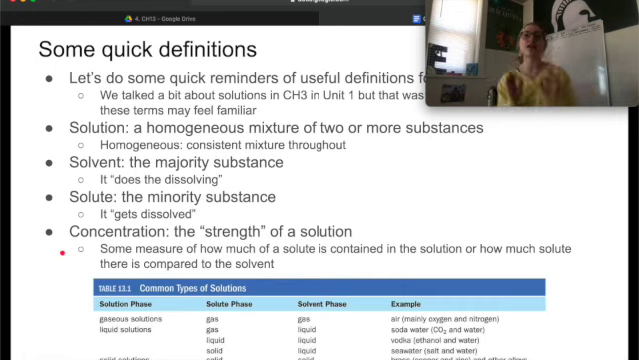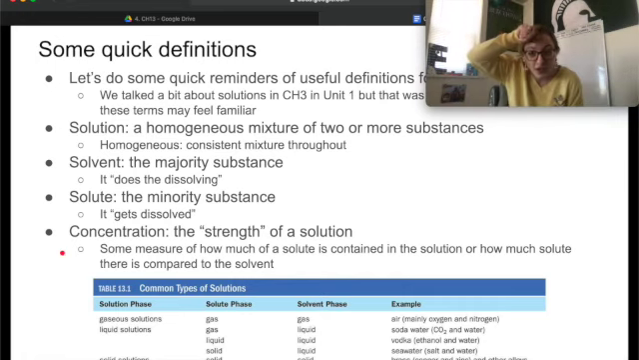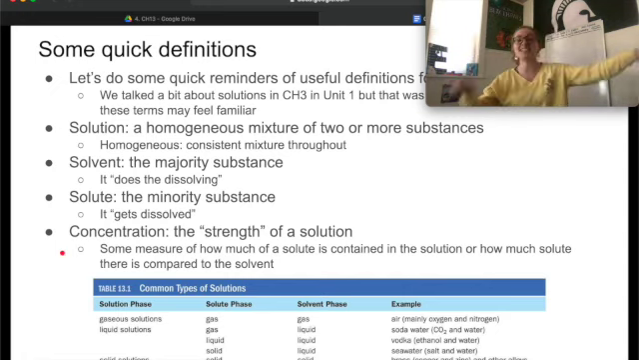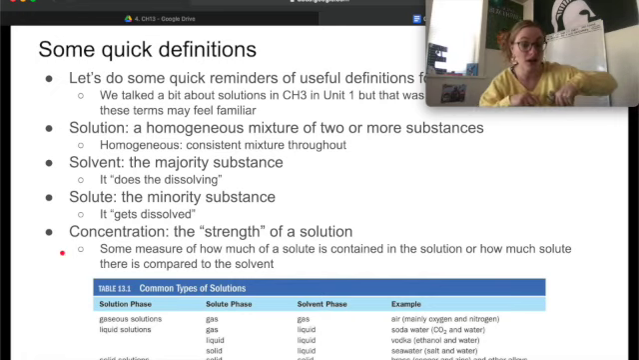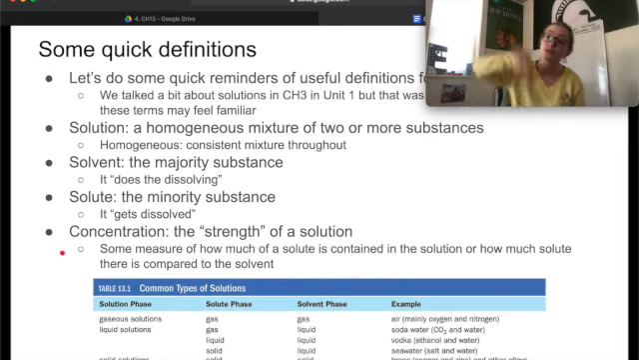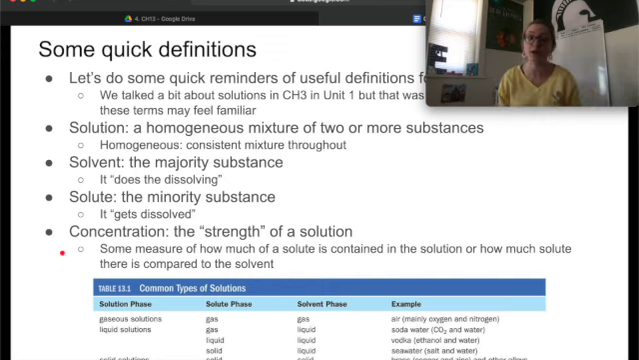Because if I'm cooking my pasta water and I add 3 teeny tiny grains of salt, I could add 3 grains of salt into my big old pasta pot of water, and I'm probably not going to taste it. But if I add 3 tablespoons of salt into my big old pot of pasta water, the same amount of water, I'm probably going to taste the salt in that case because I've made a stronger solution. I have a higher concentration. So stronger solutions have higher concentrations, weaker solutions have lower concentrations.